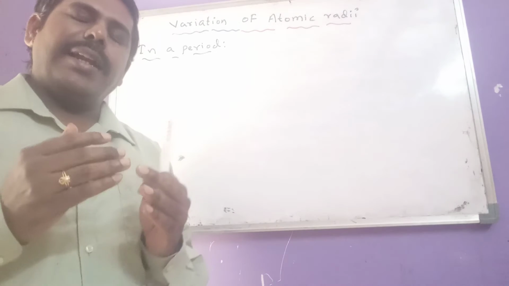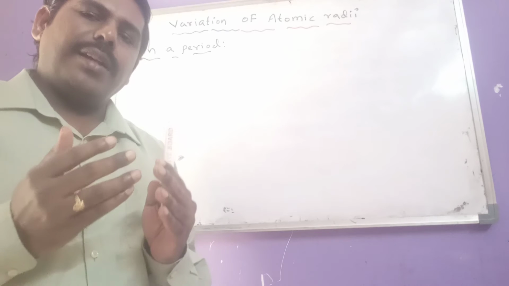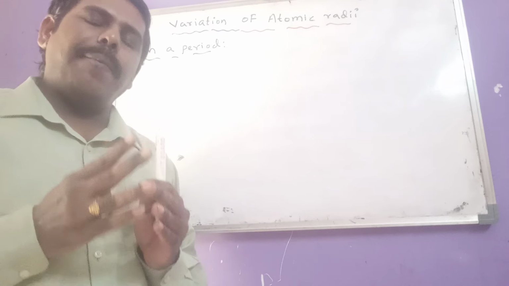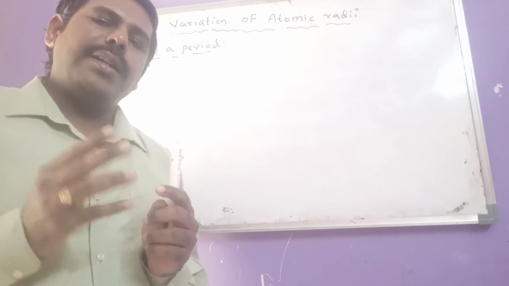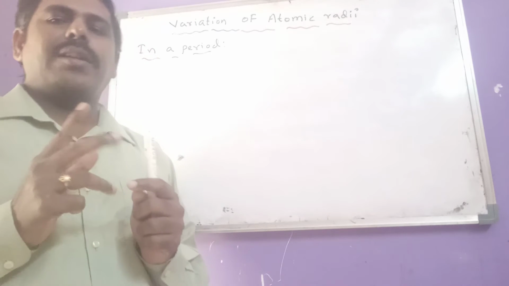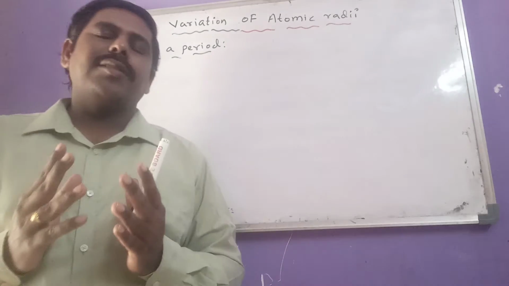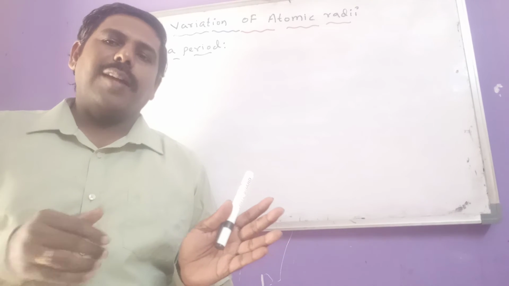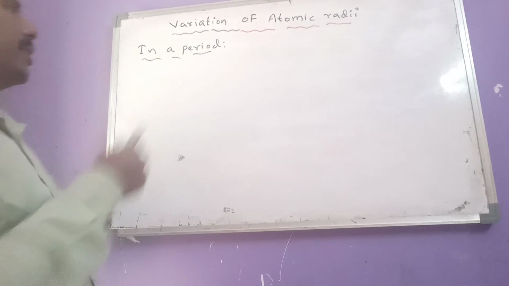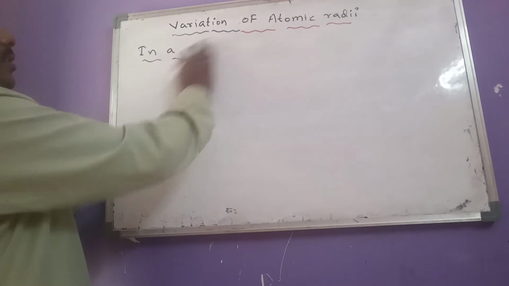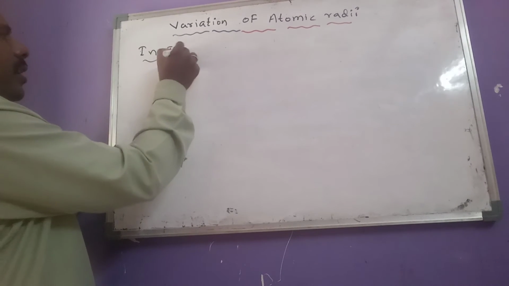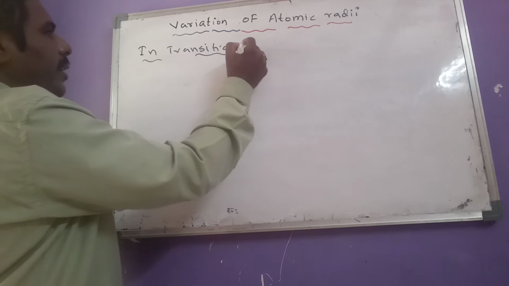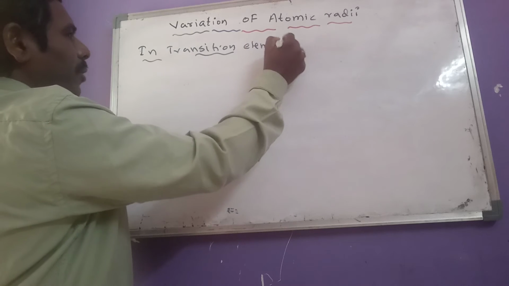Okay, then let us go to transition elements and inner transition elements. We have to compare the three series: representative elements, transition elements and inner transition elements. What happens to atomic radius in these three types of elements? First let us see the transition elements. What happens to atomic radii in transition elements from left to right?